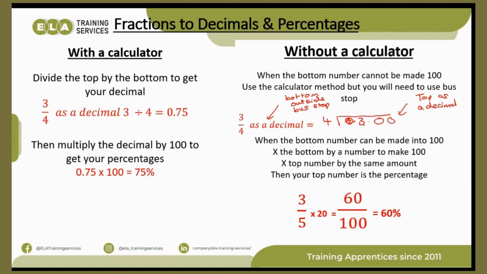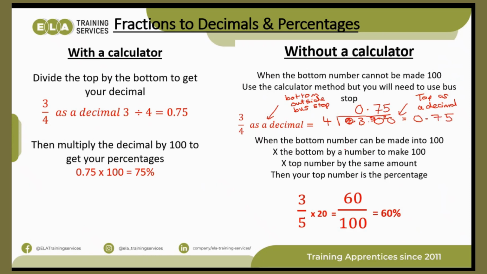And we say how many 4s fall into 3? Well, we know we can't do that, so that's 0. How many 4s fall into 30? 4, 8, 12, 16, 20, 24, 28, which is 7, with 2 left over. How many 4s fall into 20? 8, 12, 16, 20 is 5. So our answer is 0.75.